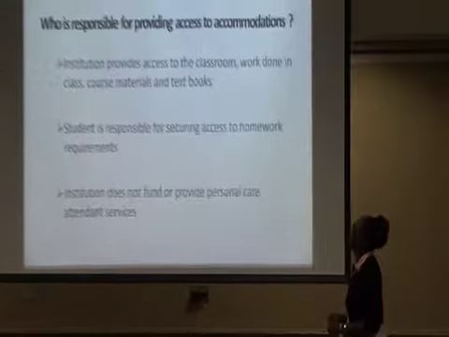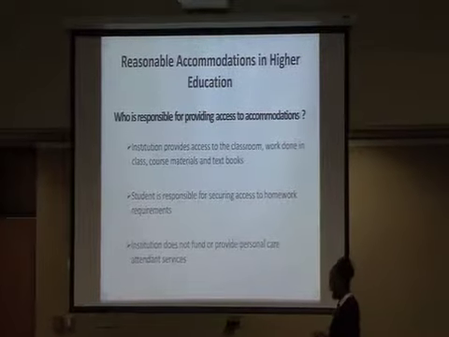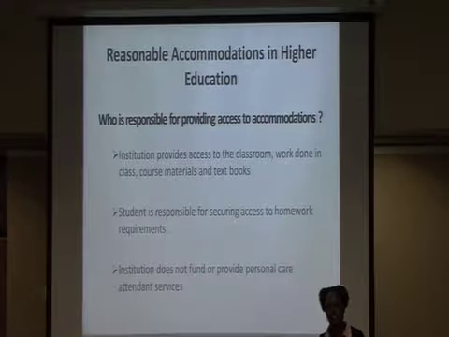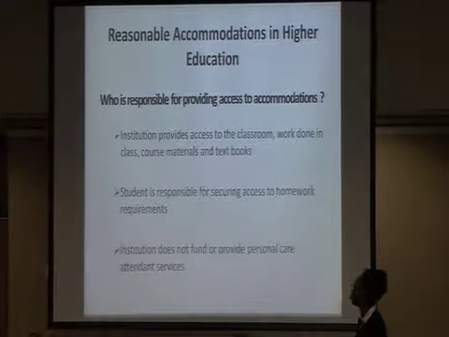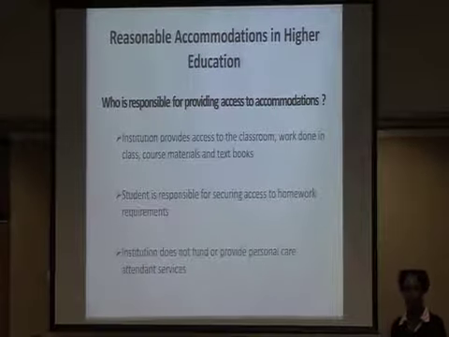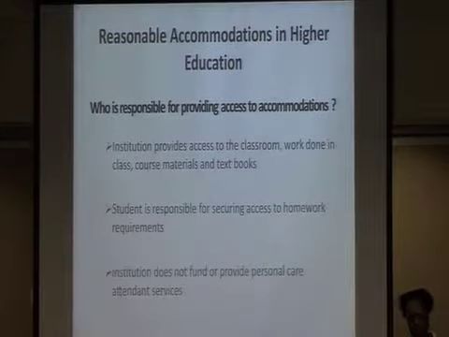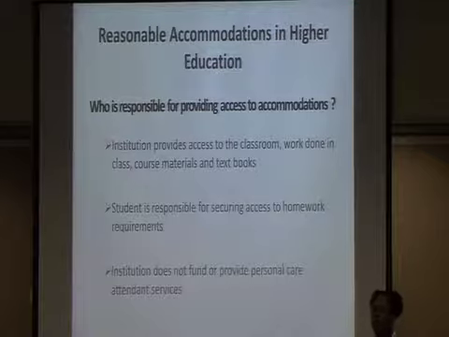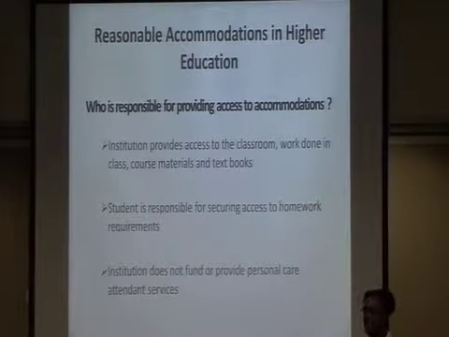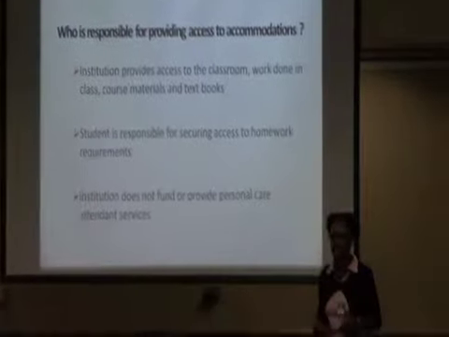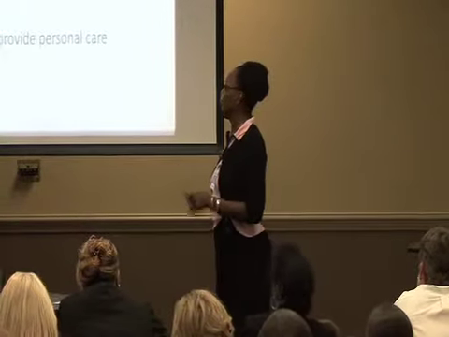We're going to talk about reasonable accommodations and who's responsible for providing the access. The Disability Support Service Office is responsible for providing access for students with disabilities. What we do is make sure that the students can access their course material, their textbooks. Sometimes it's necessary for us to make sure that they can access the work that they have to do outside of the classroom, particularly if that information is in Blackboard or it's not accessible.